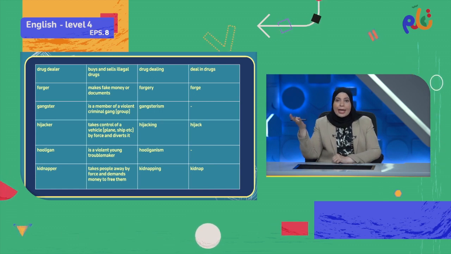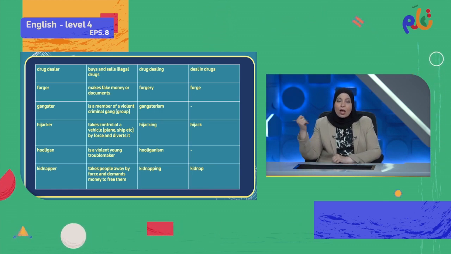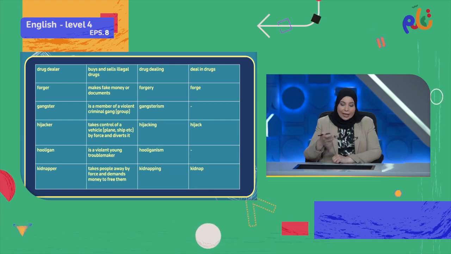So I can say, last week in the news, I read about a kid who was kidnapped from his family. So now I use the verb. Or I can say kidnapping. Kidnapping is a serious crime nowadays that has to be dealt with.